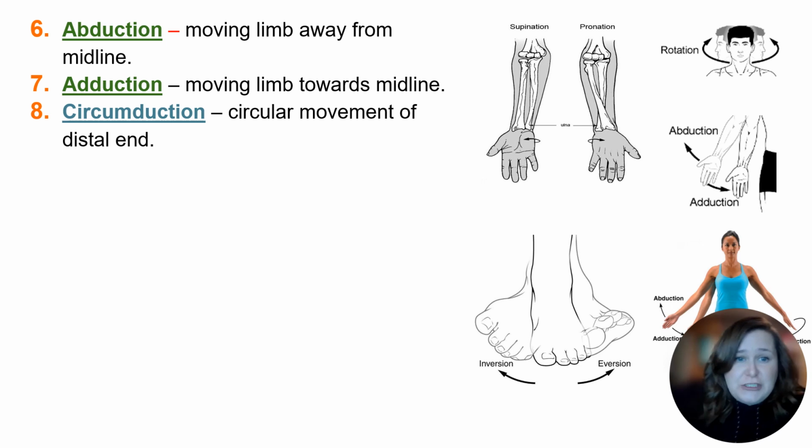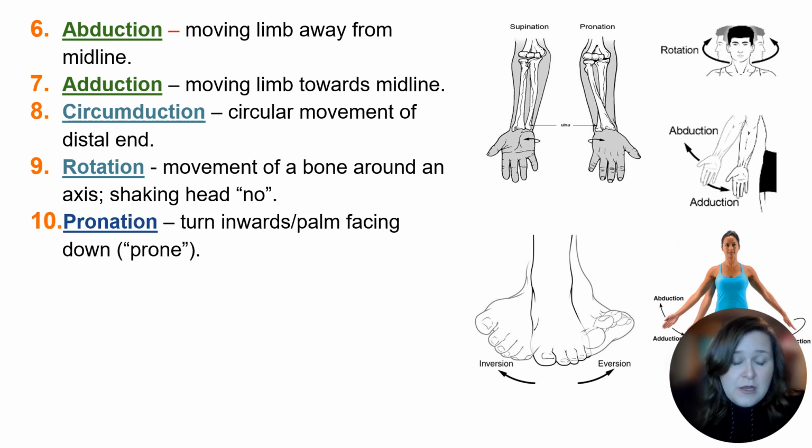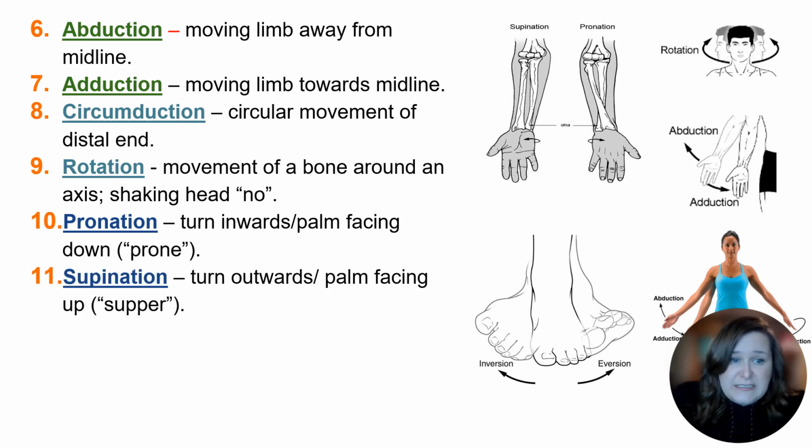We have circumduction, which is going to be the circular movement of the distal end. Rotation is going to be movement of a bone around an axis. So this is like shaking your head no. Pronation is going to be turning inward. So this is like your palms facing down. Supination is going to be to turn outward. This is going to be when your palms are facing up.